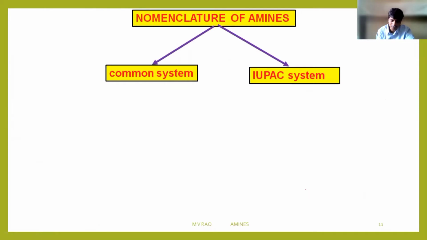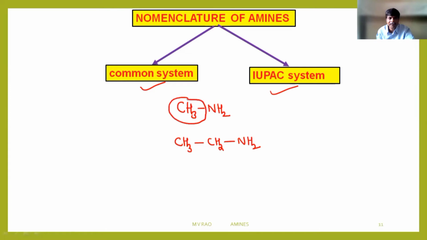So the next important step is nomenclature of amines. There are two types of nomenclature systems: one is the common system and the other is the IUPAC system. For example, I will take CH3NH2, it is an amine, and CH3CH2NH2, it is another amine. So in the common system, this group is methyl amine.